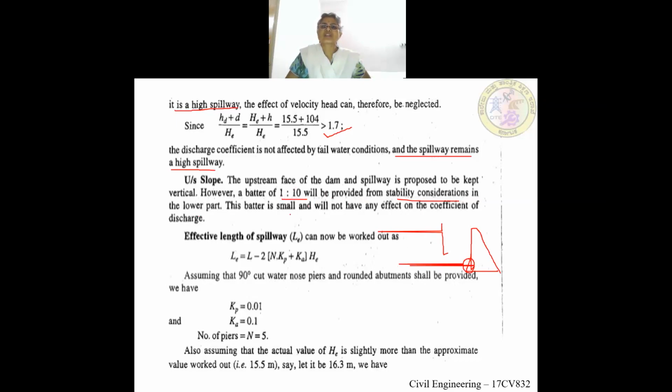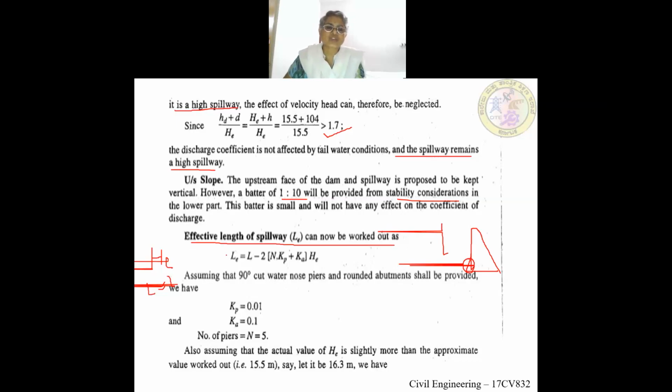The batter is small, so the effect on the coefficient of discharge will not be much. So now the effective length of spillway can be worked out like this. In the first case, when we approximated the value of HE, LE was taken as L. We approximated it, assuming that 90-degree cut water nose piers and rounded abutments shall be provided.